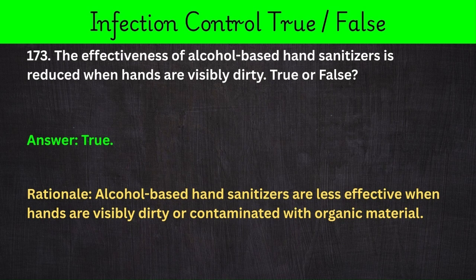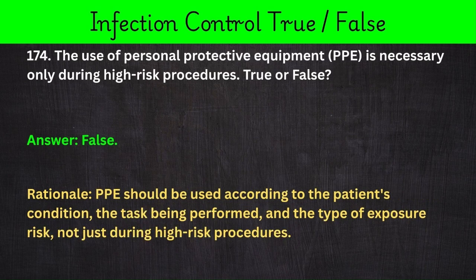173. The effectiveness of alcohol-based hand sanitizers is reduced when hands are visibly dirty. True or false? Answer: true. Rationale: alcohol-based hand sanitizers are less effective when hands are visibly dirty or contaminated with organic material.